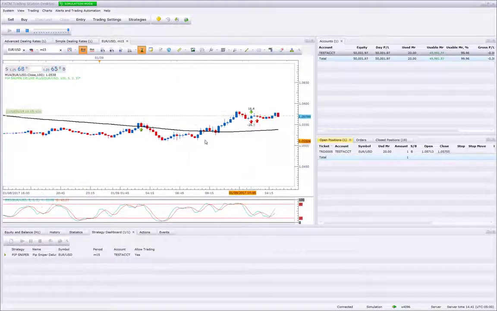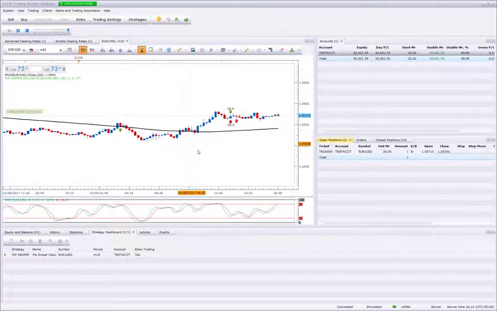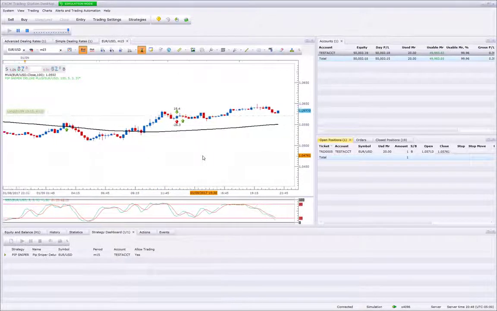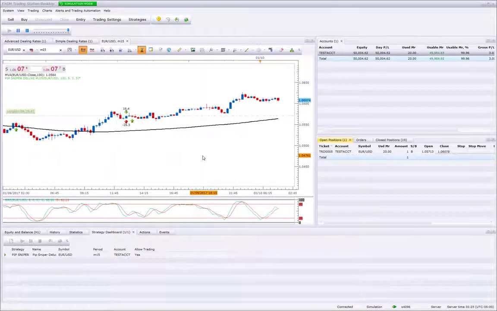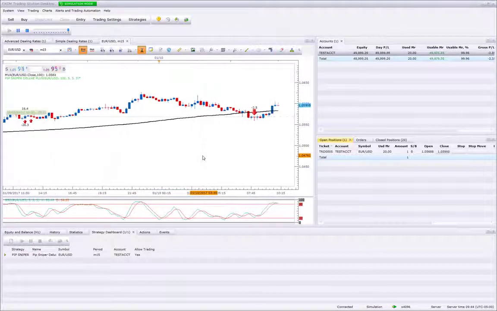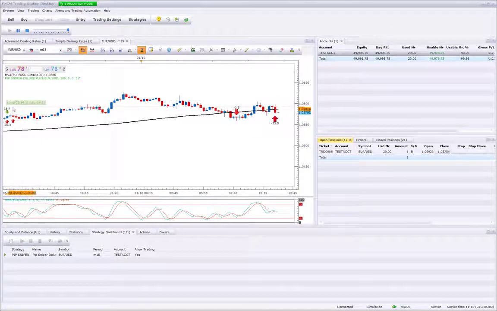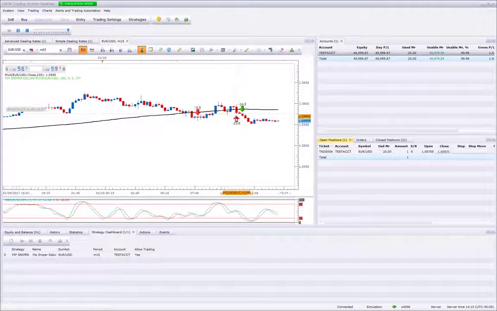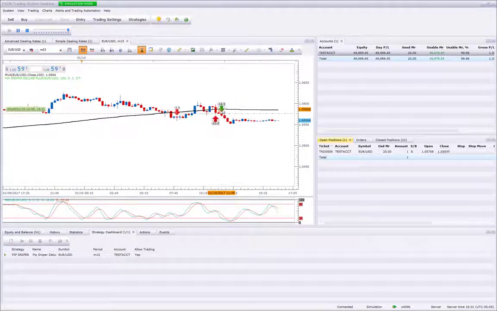Here we have a buy trade that just opened. And this should stay open until we get a sell signal. Looks like it closed out the trade and opened short. That's exactly what we wanted it to do. And then it went from short to long, and then long to short again.